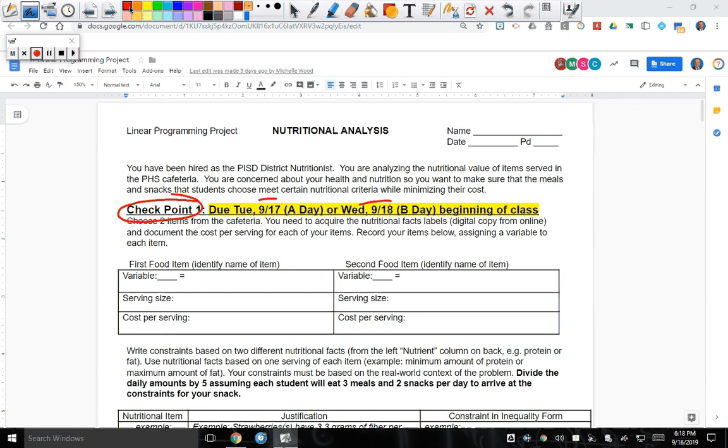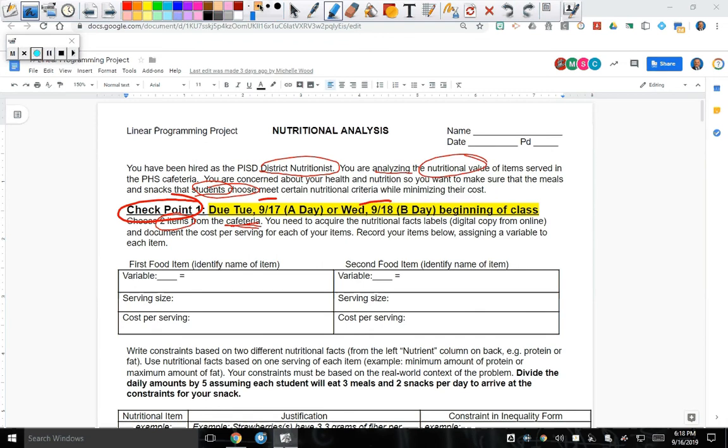Choose 2 items from our cafeteria, okay? First of all, let me read the introduction. You have been hired as the PISD district nutritionist, and you're analyzing the nutritional value of items served in the PHS cafeteria. You're concerned about your health and nutrition, so you want to make sure that the meals and snacks that students choose meet certain nutritional criteria while minimizing their cost, okay?